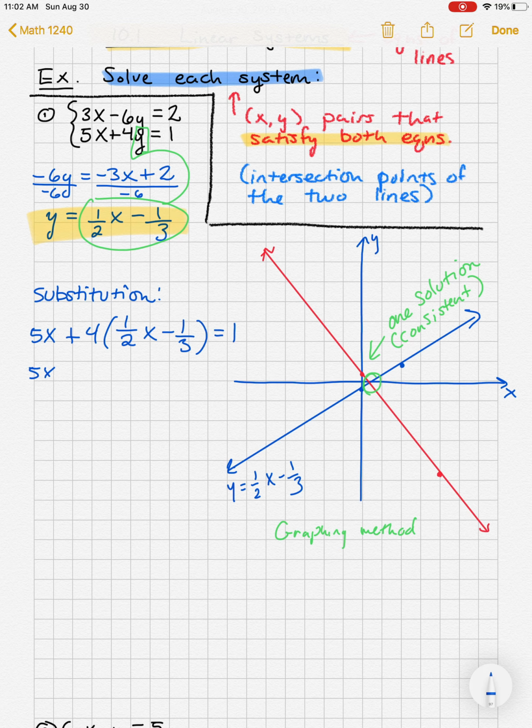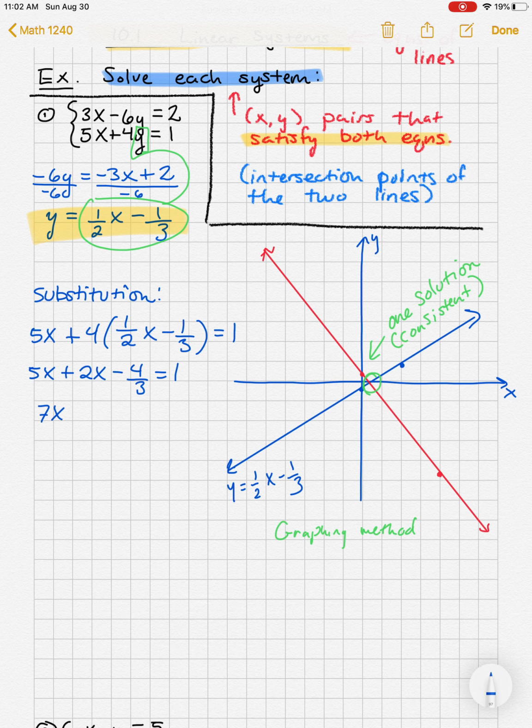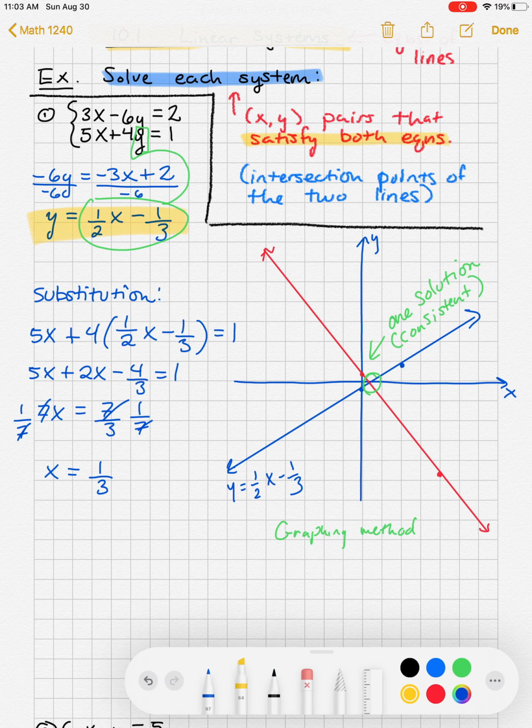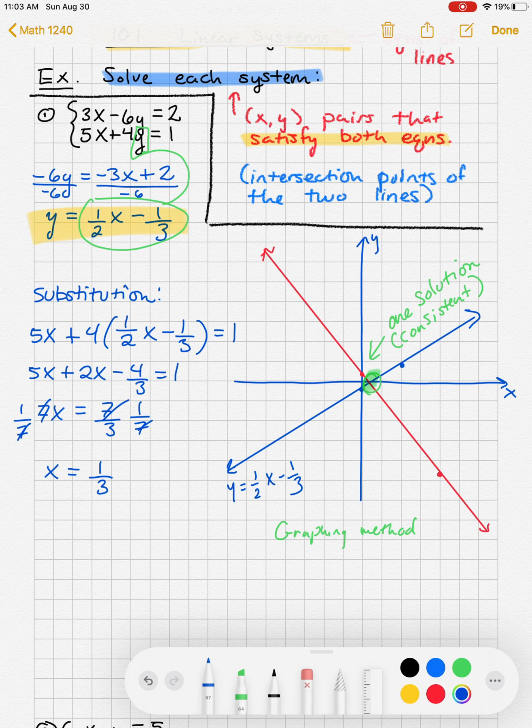Distribute the 4. Combine the like terms. Let's see, 3/3 plus 4/3, 7/3. One-third. Okay, so if I look at my graph here, that looks like it's at least in the right area. X equals a third. So what the heck is that corresponding y value?